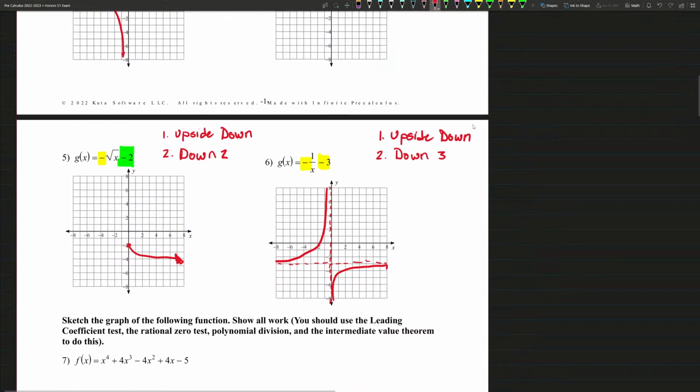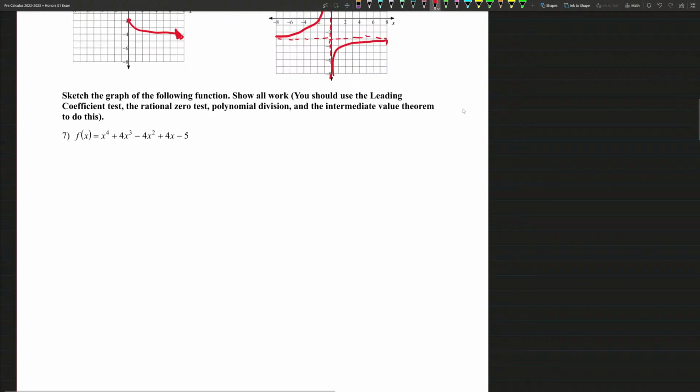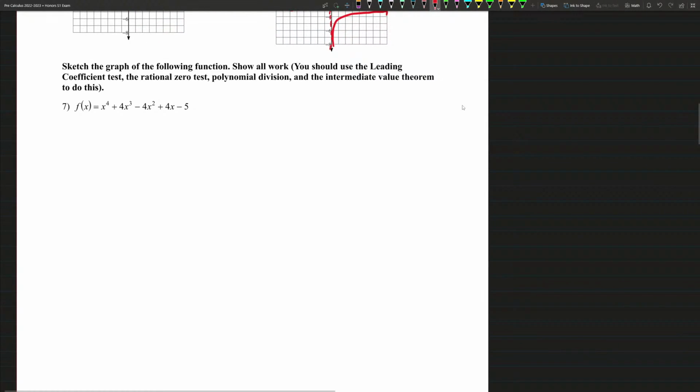Okay, so that's transformations. Now we get to probably the longest problem. Sketch the graph of the following function, show all work. You should use the leading coefficient test, the rational zero test, polynomial division, and the intermediate value theorem. So we need to find all the zeros. We need to use the leading coefficient test, and we need to test between the zeros. A good rule of thumb is to plug this into a calculator so you know about what the zeros are, and you know about what the graph is going to look like. What I'm asking you to do is to show your work behind all that.